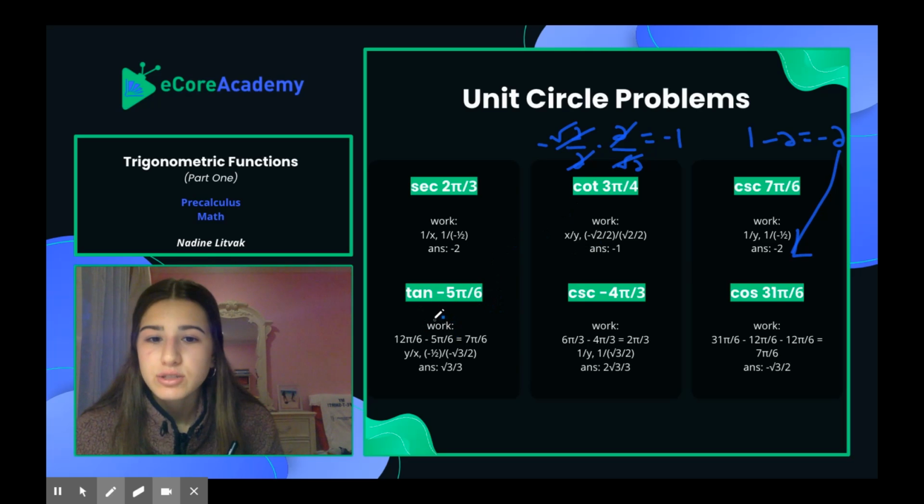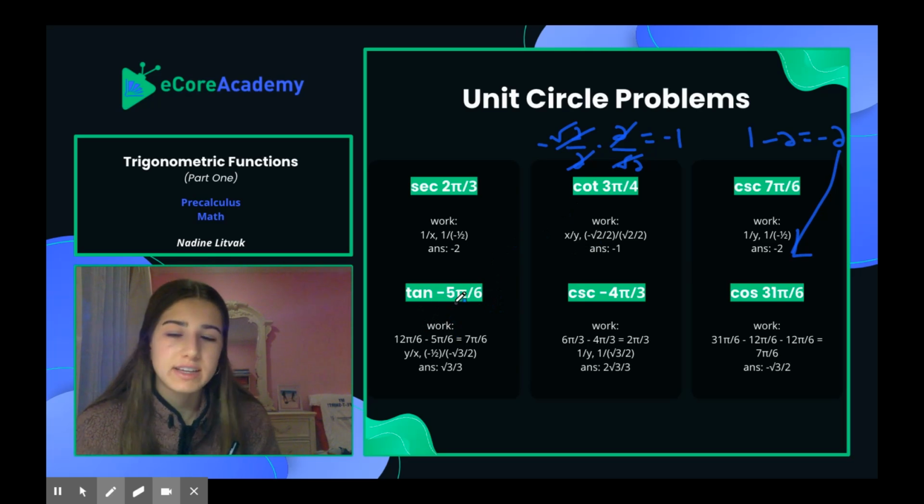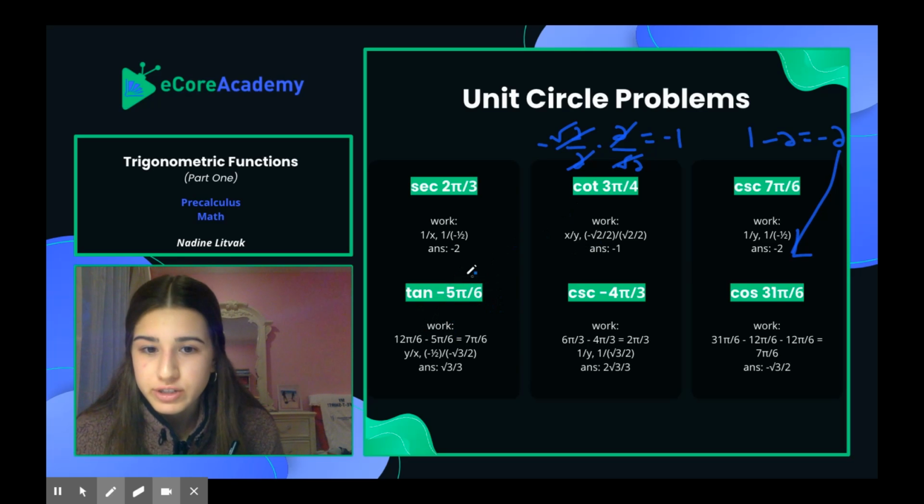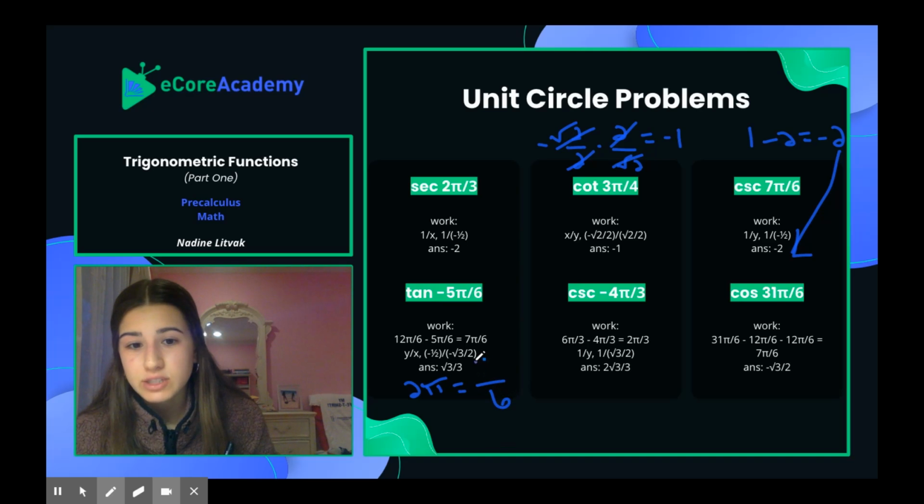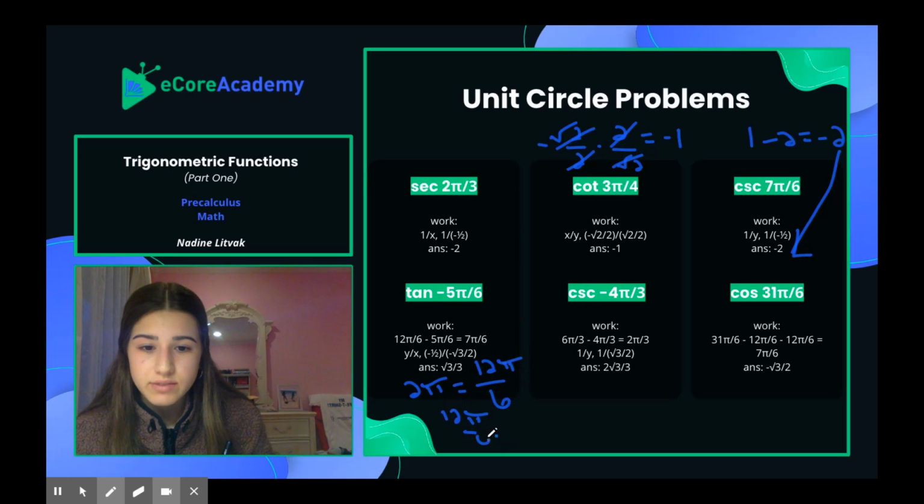Next, let's do the tangent of negative 5 pi over 6. So this might look a little different to you, but we know that the whole unit circle is 2 pi, right? So we can write this as a fraction over 6. We know that 12 divided by 6 is 2, so we can get it to equal 12 pi over 6. Subtracting 5 pi over 6 from 12 pi over 6 is 7 pi over 6.